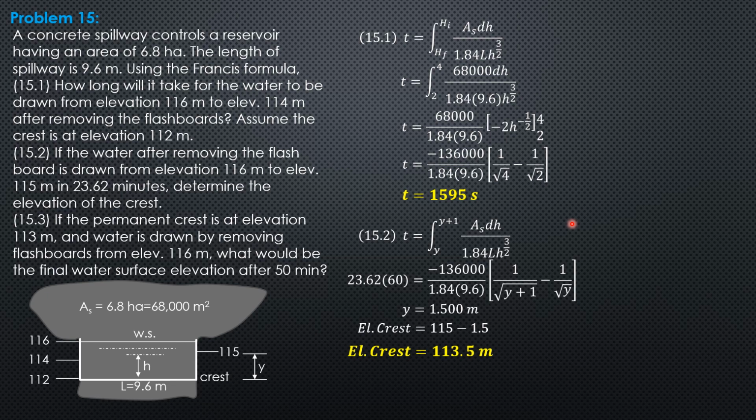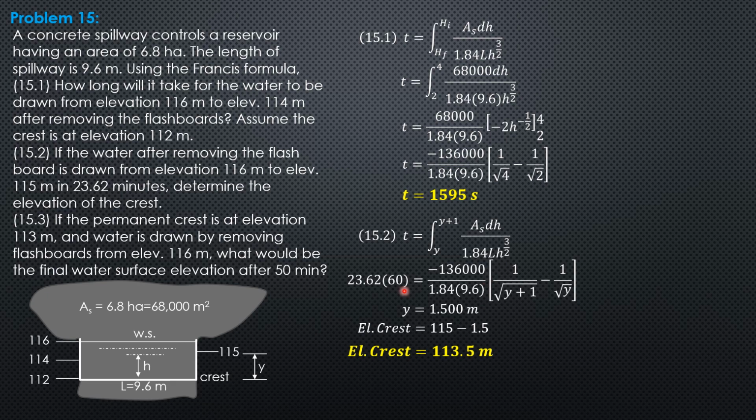And finally, for the last question, if the permanent crest is at elevation 113, so the elevation of the crest is known, 113, and water is drawn by removing flashboards from elevation 116. So meaning to say, the initial head is 3 meters, 116 minus 113. What would be the final surface elevation after 50 minutes? So we do not know the final surface elevation, so its distance from the crest is also y. The final head is y, but the initial head is 3.